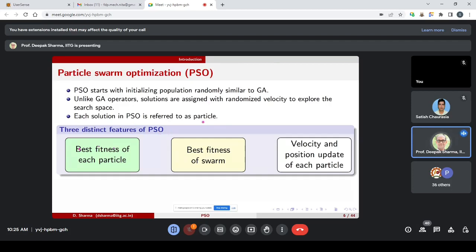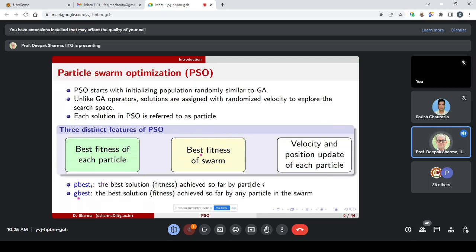First is the best fitness of each particle. When I'm talking about fitness, this means how good a solution is in terms of the objective function and satisfying the constraint. The best fitness of the particle, generally we write as Pbest_i. This means the best solution or fitness achieved so far by particle i. Then comes the best fitness of the swarm. Similar to one particle, there could be, say, 100 particles. Among the 100 particles, the one which has the best fitness in terms of objective function and satisfying the constraint, we generally refer to as Gbest.